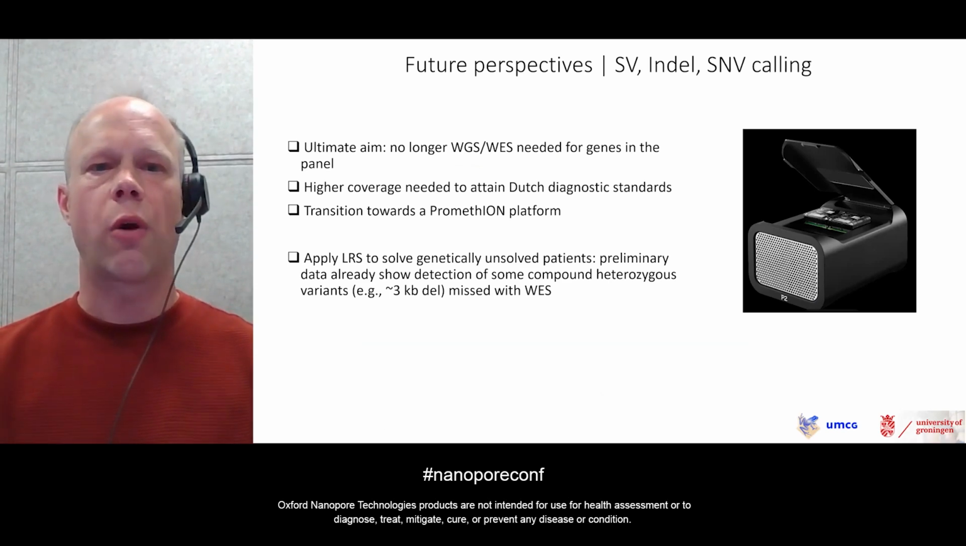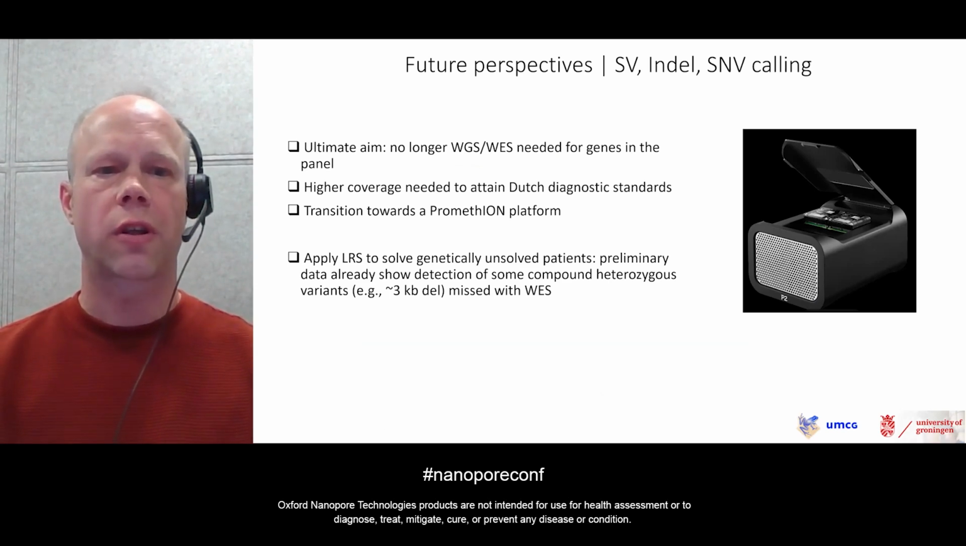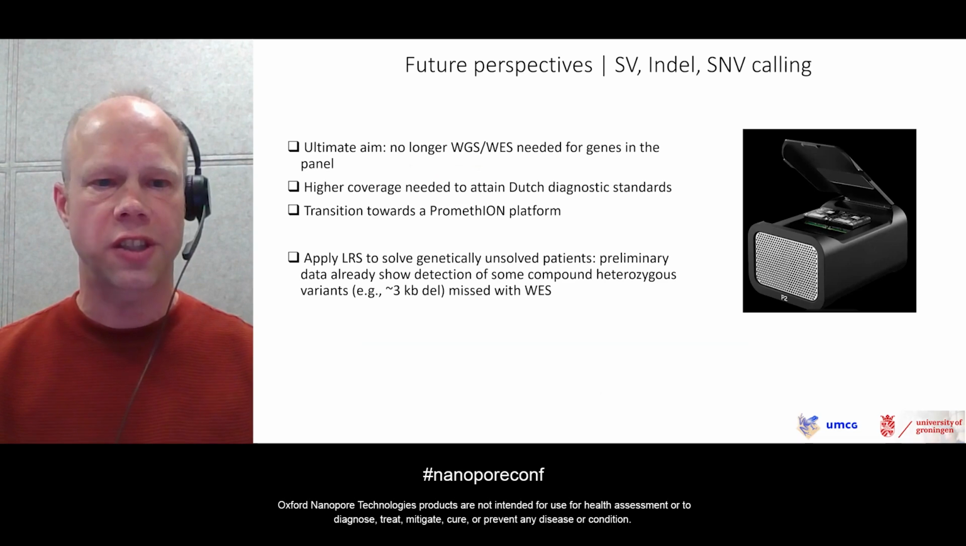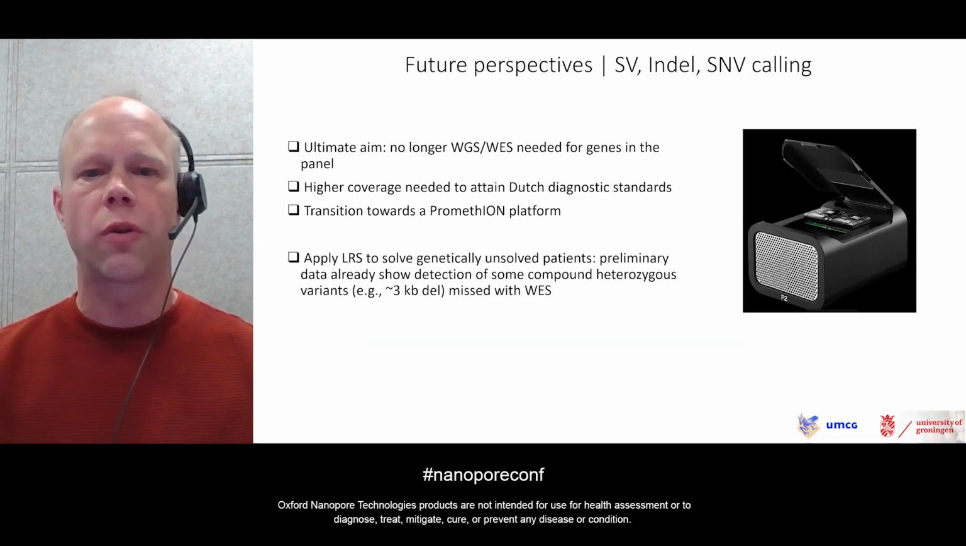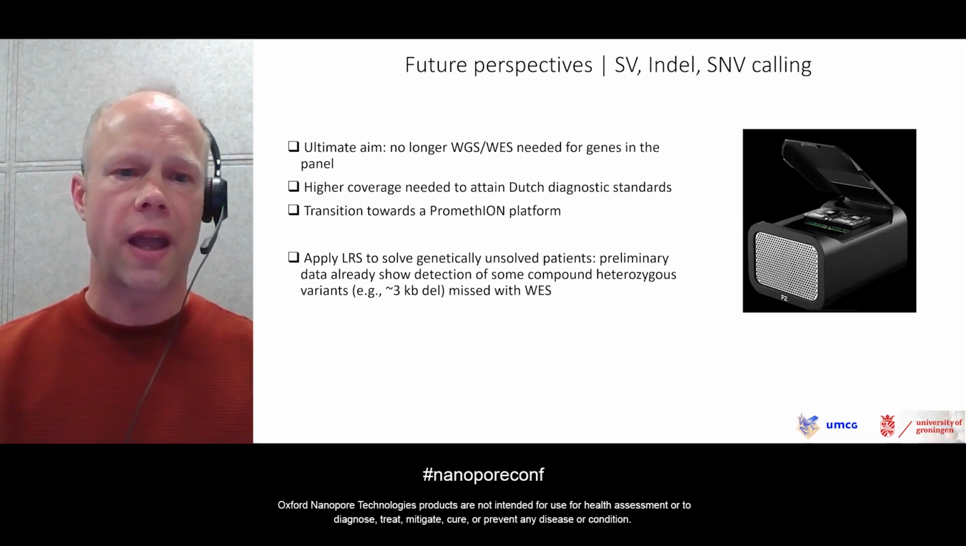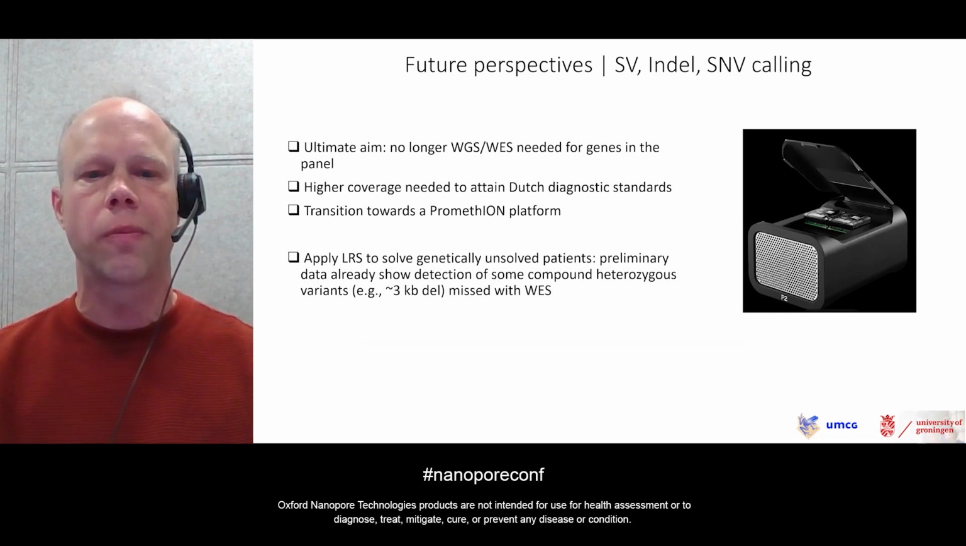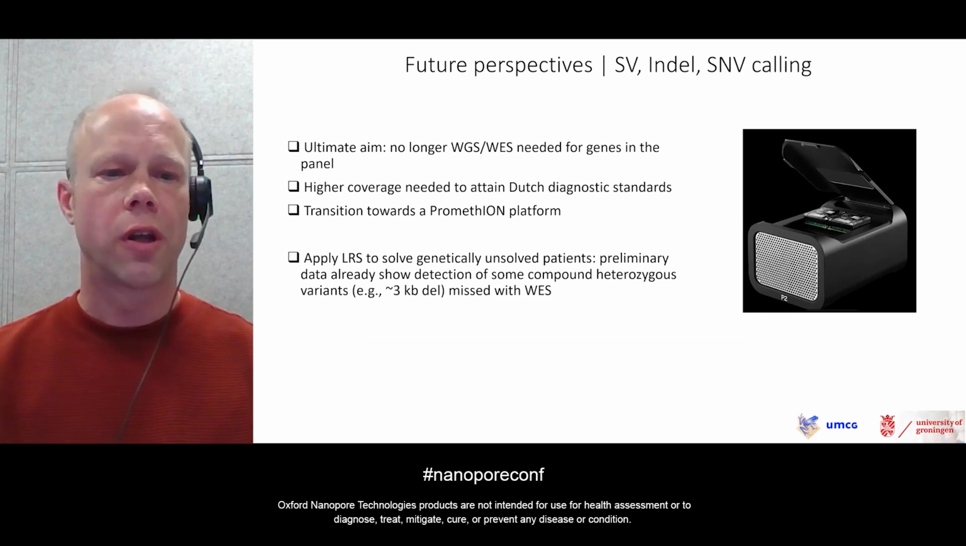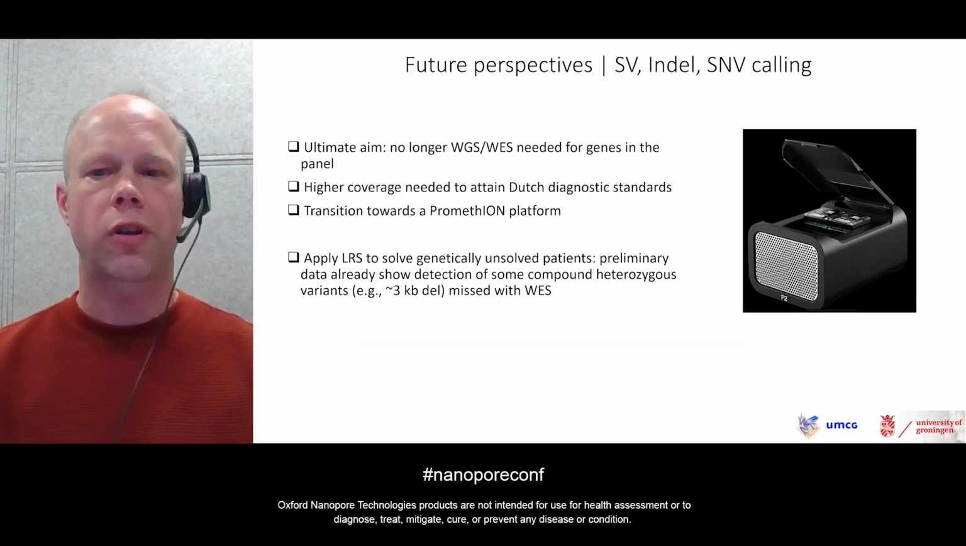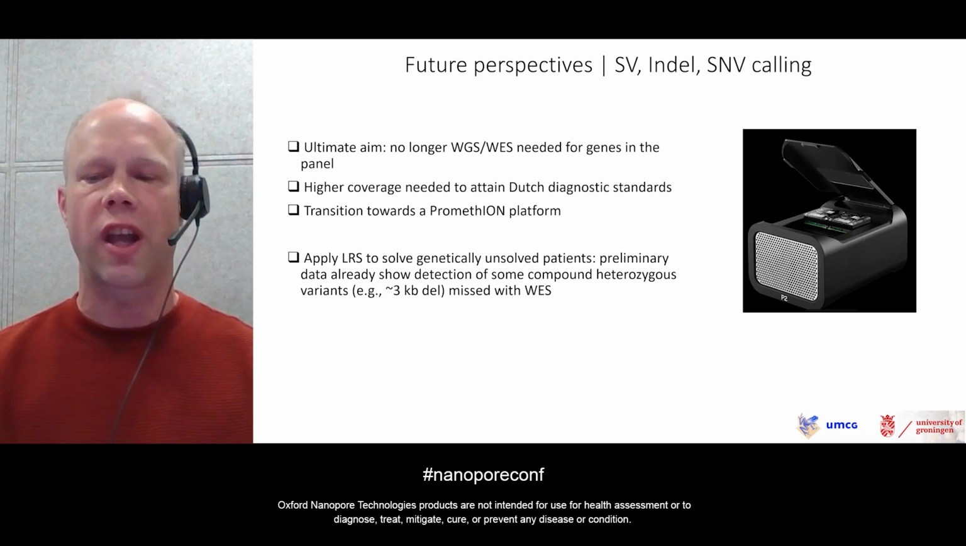So now our future perspectives. Our ultimate aim is that we no longer need whole genome sequencing and WES short-read for genes in the panel, but for this we need to have a higher coverage to attain the Dutch diagnostic standards, and for this reason we need to make a transition towards a PromethION platform, which is installed in our lab now. But with the MinION data we already saw that there is potential to detect variants that cannot be detected with whole exome sequencing.